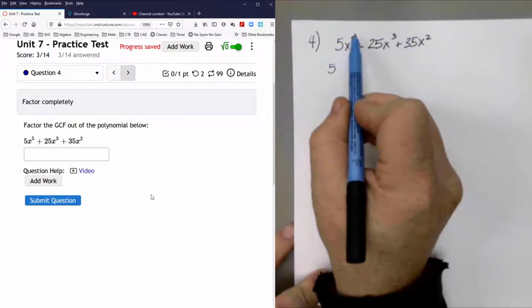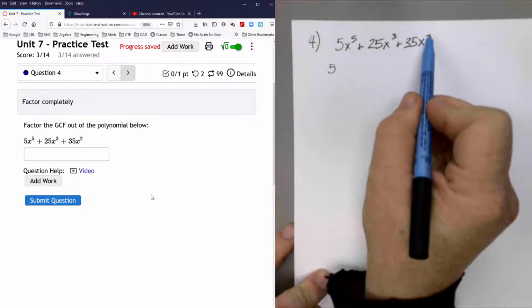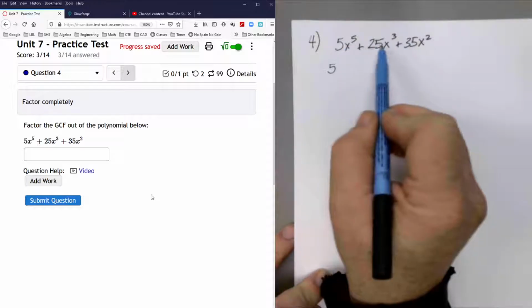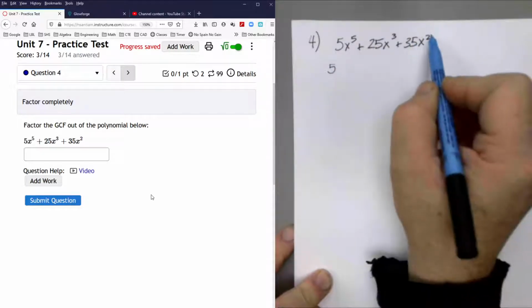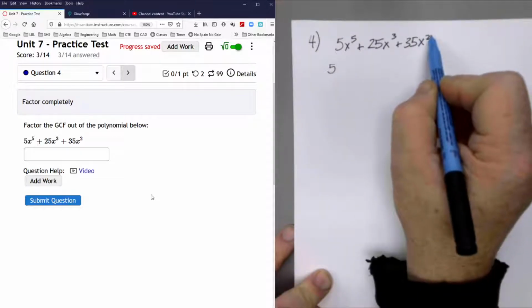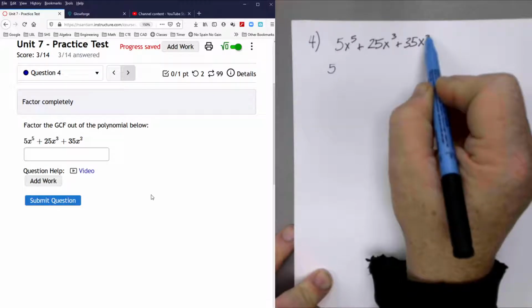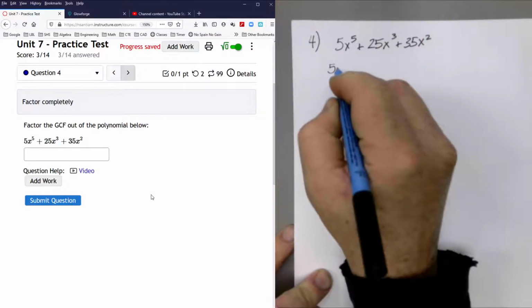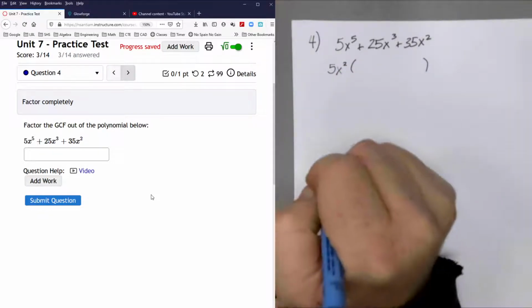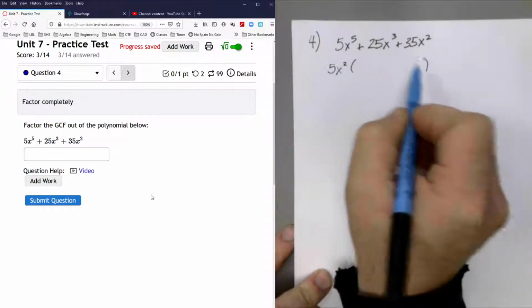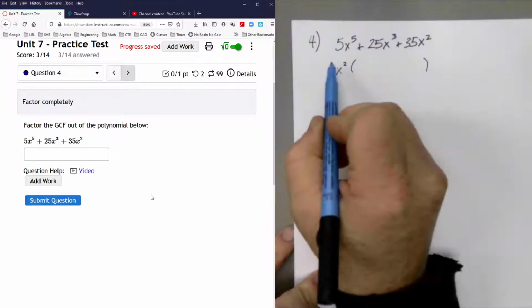Then I want to look at the degree of each of these exponents. Each one of these terms has an x in it, has a variable in it. The smallest number is 2. So the most x's that I could factor out of this would be 2. So this is going to be x to the 2nd power. Then I have to write down what gets multiplied by that, what's left over when I factor that out.